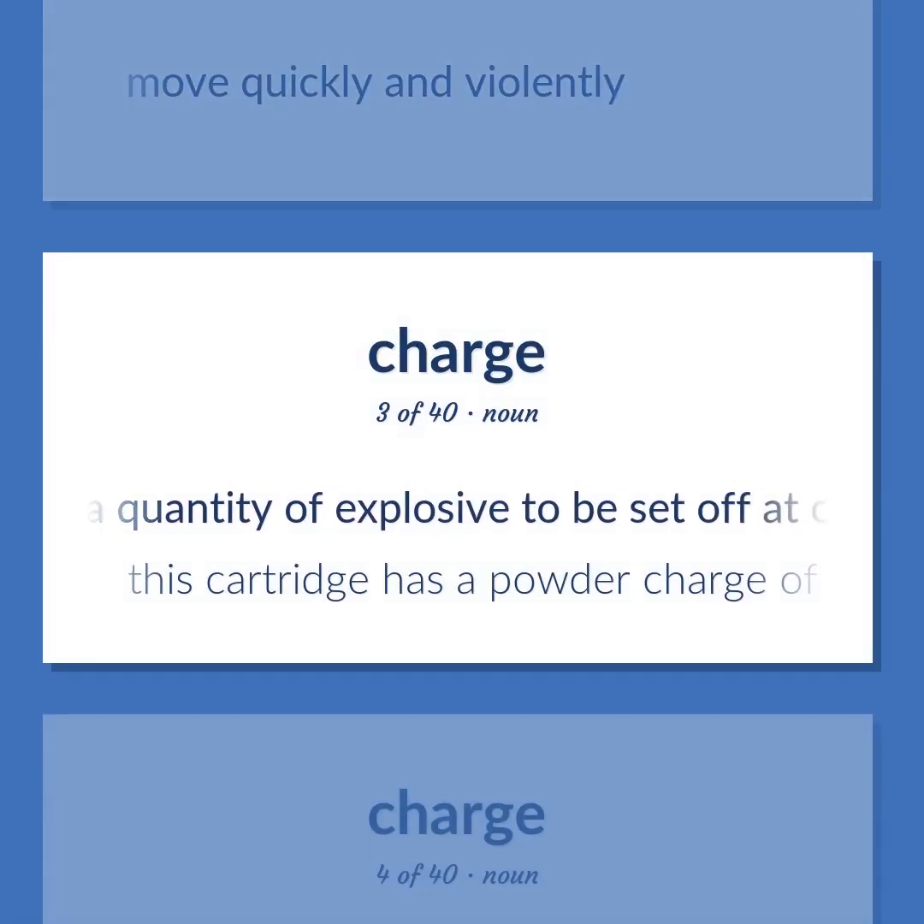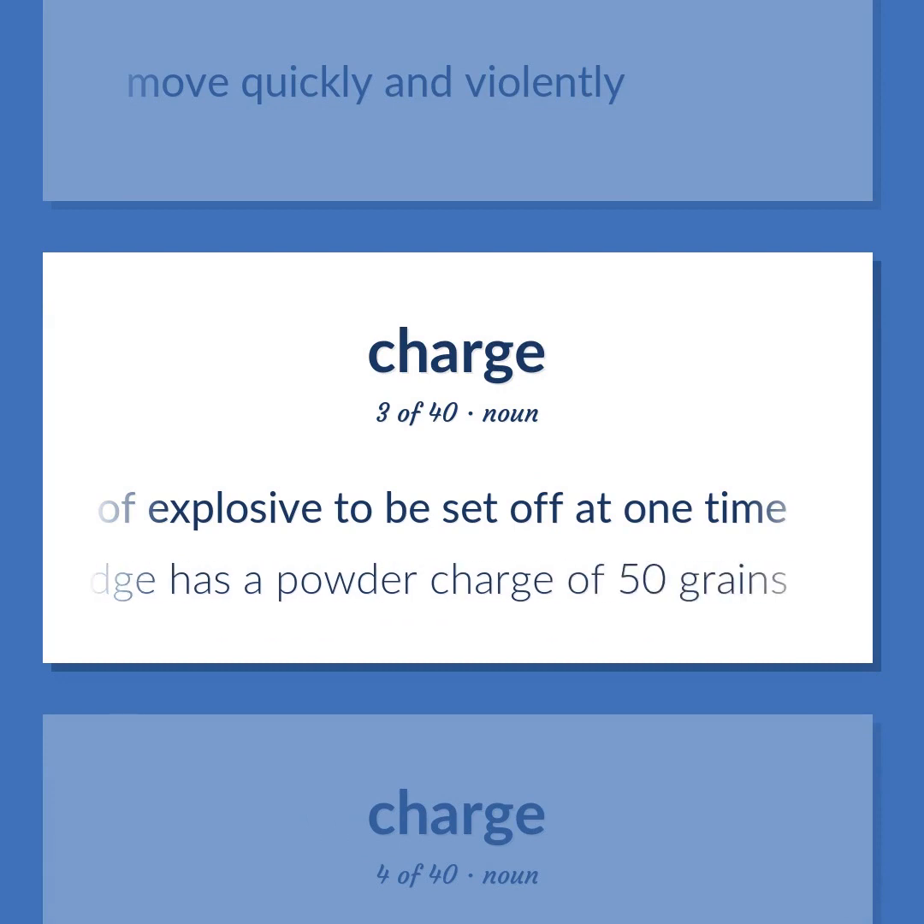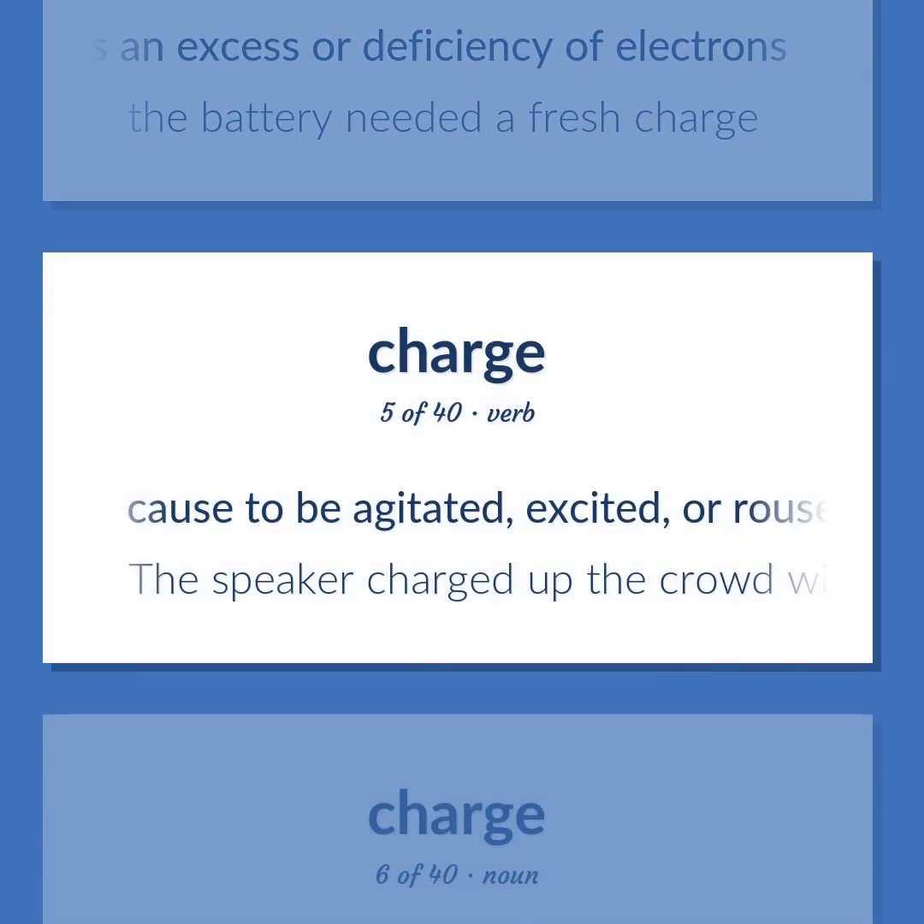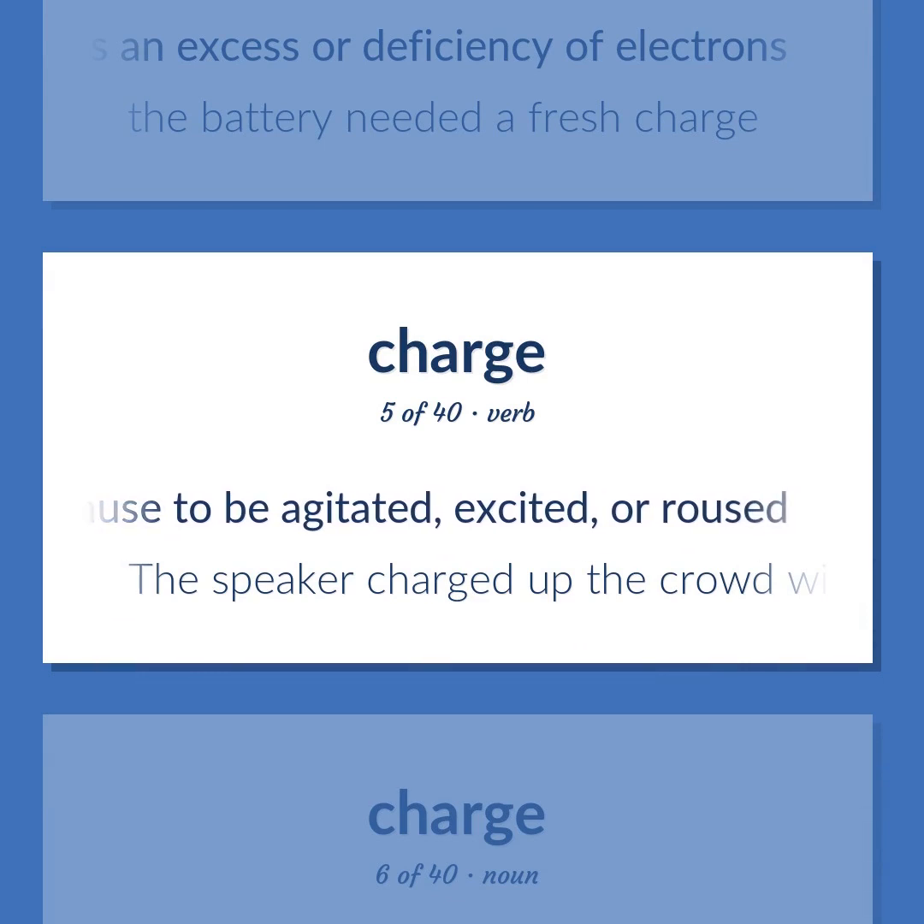A quantity of explosive to be set off at one time. This cartridge has a powder charge of 50 grains. The quantity of unbalanced electricity in a body, either positive or negative, and construed as an excess or deficiency of electrons. The battery needed a fresh charge. Cause to be agitated, excited, or roused. The speaker charged up the crowd with his inflammatory remarks.